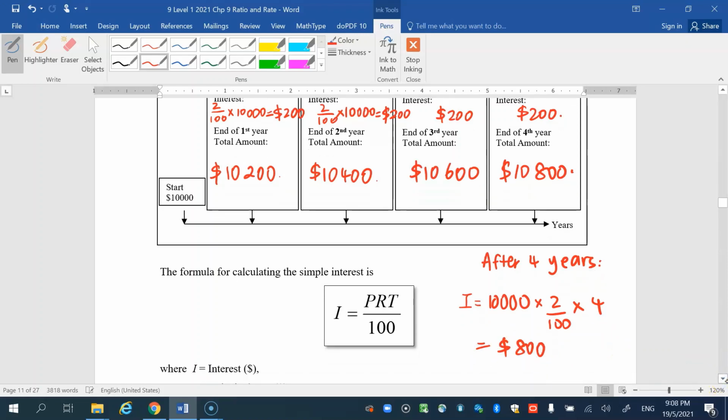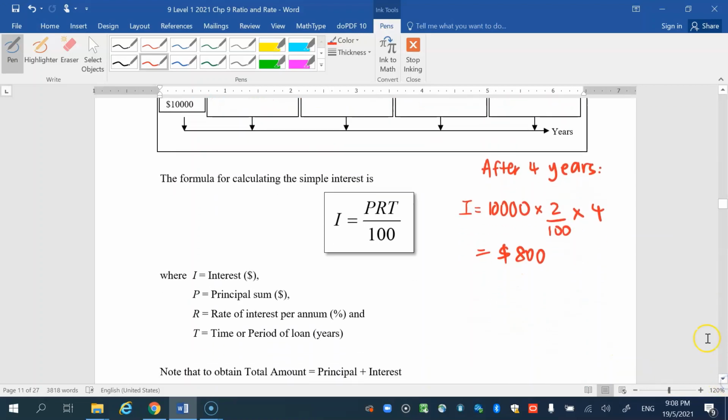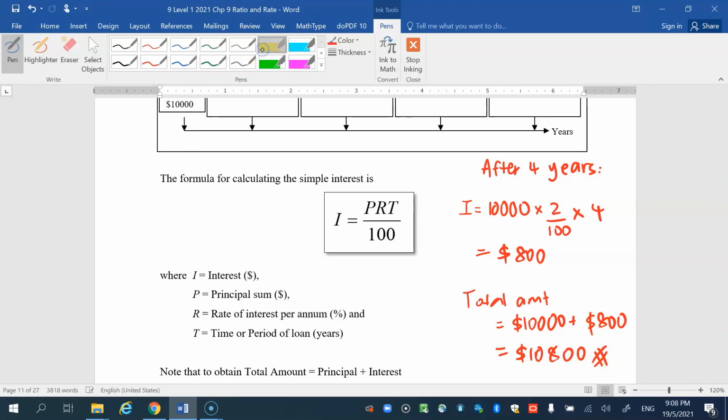So if you want to find the total amount in your bank after 4 years, it will be total amount equals to $10,000 plus $800 to give you the $10,800. Okay, so this is actually translated into this formula. Okay, it's called the simple interest formula. I equals to PRT over 100.